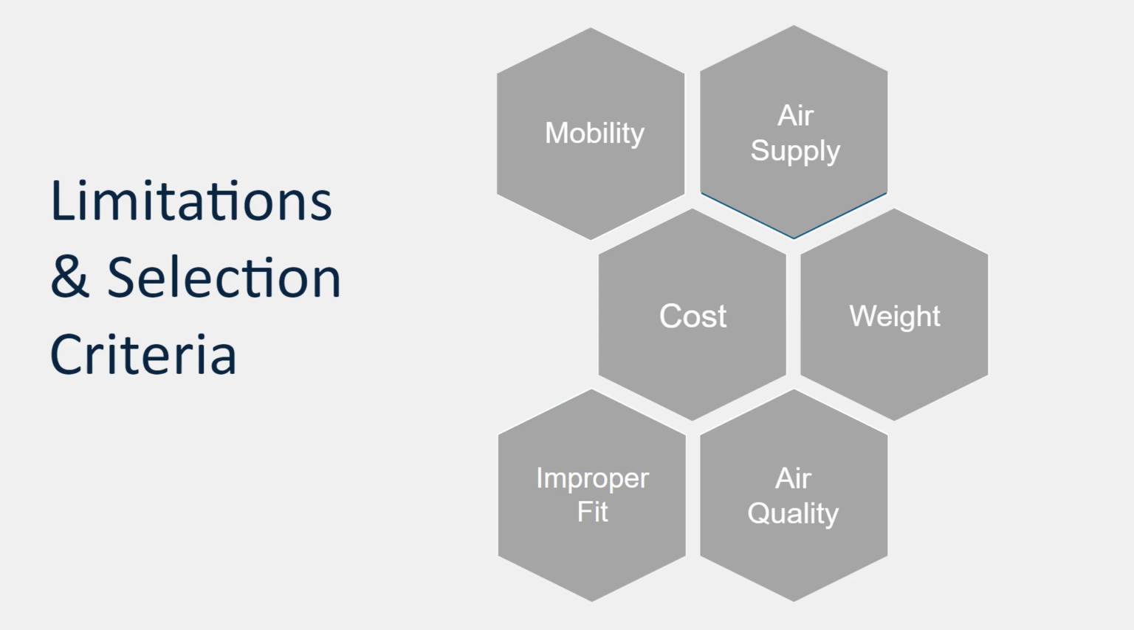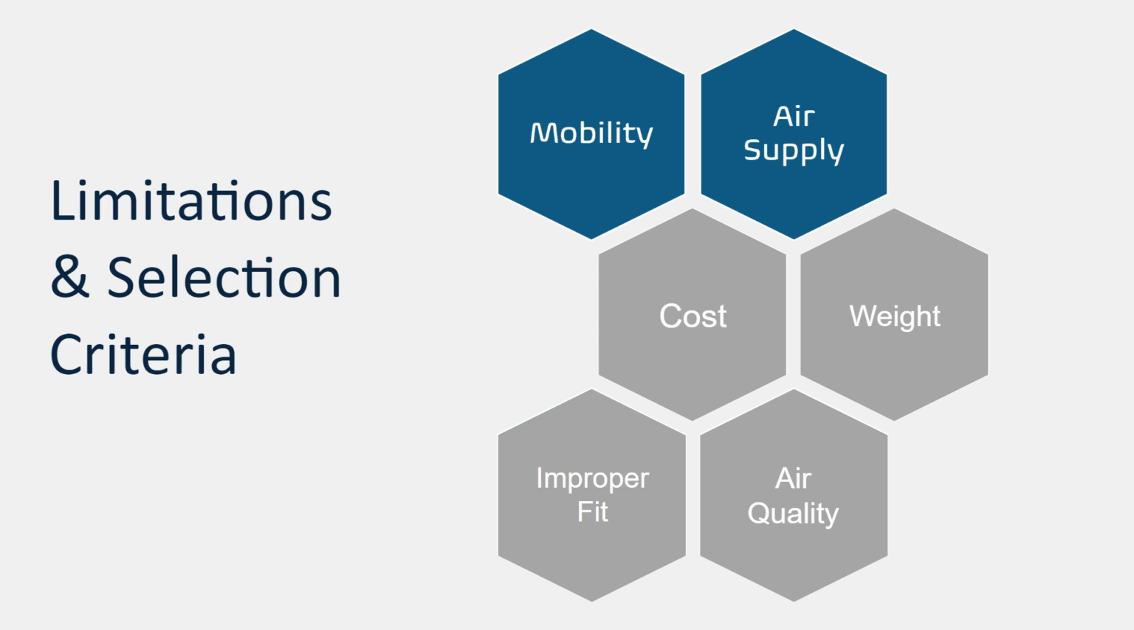Some limitations when considering selection criteria of the types of respirators include mobility constraints. SARs are limited by the length of the air hose, restricting how far a user can travel from the air supply. Limited air supply duration. The air supply in an SCBA is finite, with a typical duration of 30 to 60 minutes, limiting its use for very long tasks. Weight of the unit. SCBAs can be heavy to wear, which can add to user fatigue.